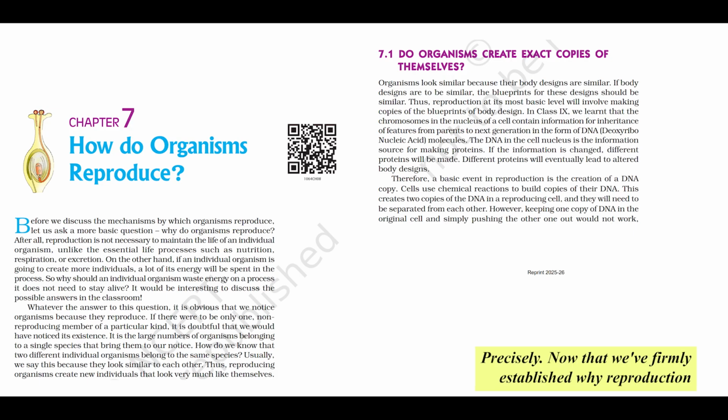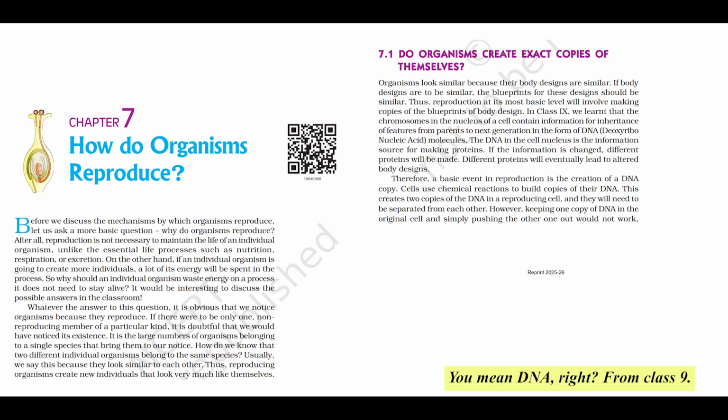Precisely. Now that we've firmly established why reproduction happens, let's delve into the mechanics of how it happens. A fundamental question here is, do organisms create exact, perfect copies of themselves? You've observed that organisms of the same species look remarkably similar. That's obvious. This similarity in appearance is because their underlying body designs are fundamentally alike. And if the body designs are to be similar, well, then the fundamental blueprints or instructions for creating these designs must also be very similar, right? This brings us to the most basic event in reproduction, making copies of these biological blueprints.